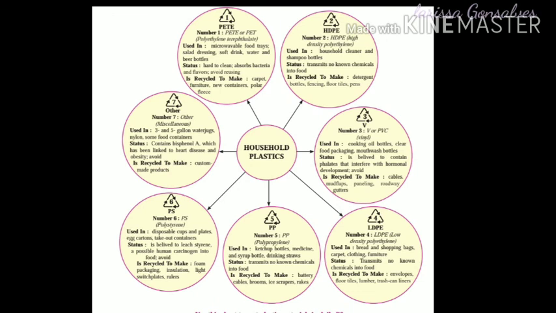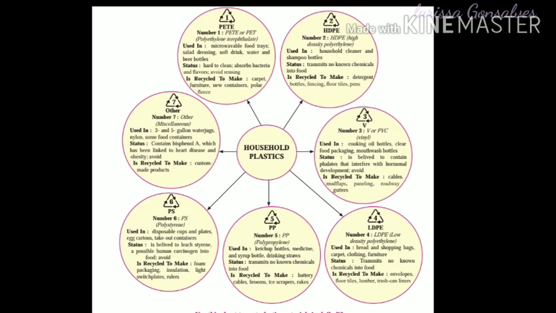Next is PS, that is polystyrene. It is used in disposable cups and plates, egg cartons, takeout containers, etc. Status: it is believed to leach styrene, a possible human carcinogen, into food. So we need to avoid it because it is cancerous. If you recycle polystyrene, it forms foam packaging, insulation, light switch plates, rulers, etc.